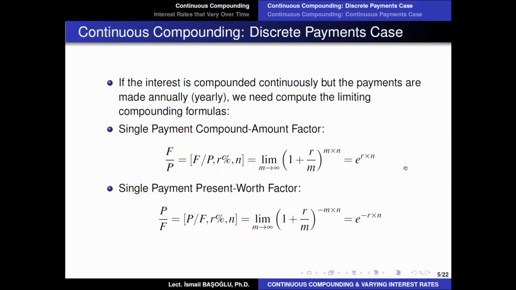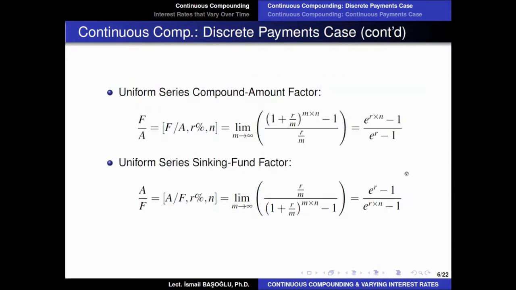Of course, these two were not the only compound amount factors that we have learned in chapter 2. We have also learned the uniform series compound amount factor, F over A. The classical formula for F over A was ((1 + i)^n - 1) divided by i. Now, we are replacing the annual interest rate with the effective interest rate per period in a year, and the number of compounding periods in the investment horizon will be replaced with m times n. So these are the things that we have learned in the last weeks.